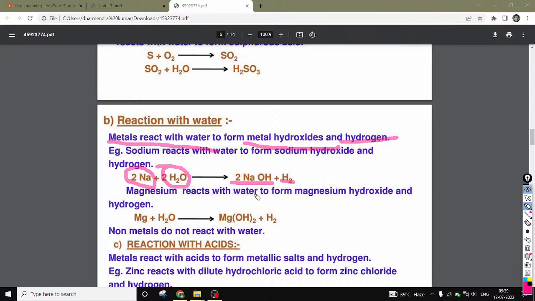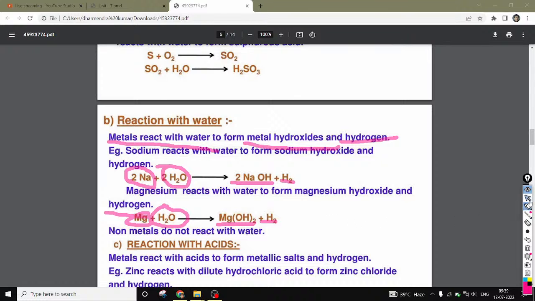And magnesium reacts with water to form magnesium hydroxide and hydrogen, right? So similarly, if you have magnesium metal, this magnesium metal is also reacting with your H2O, meaning water, so this is forming magnesium hydroxide plus hydrogen gas. And if we talk about non-metals, generally non-metals do not react with water, right?